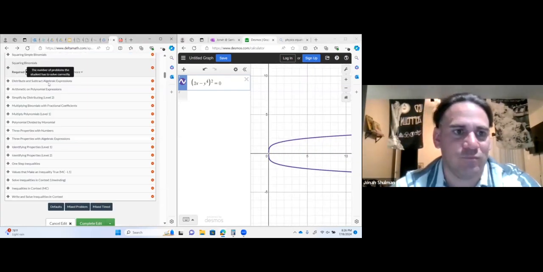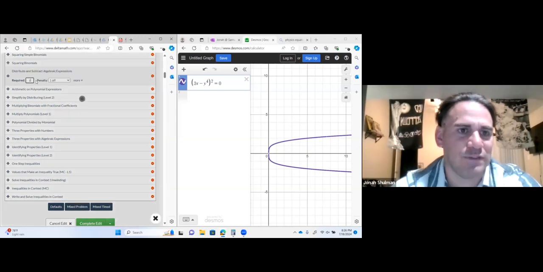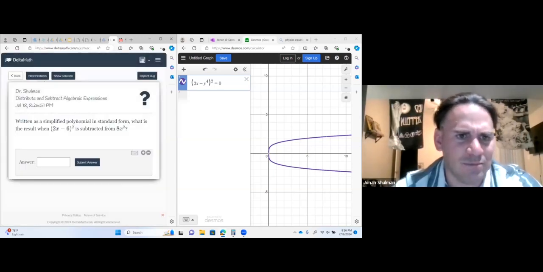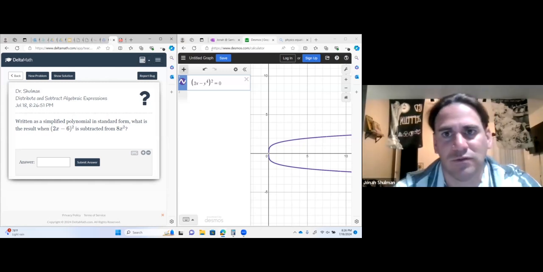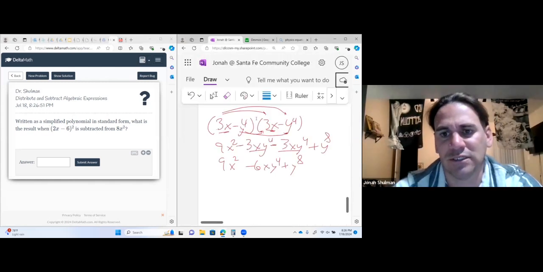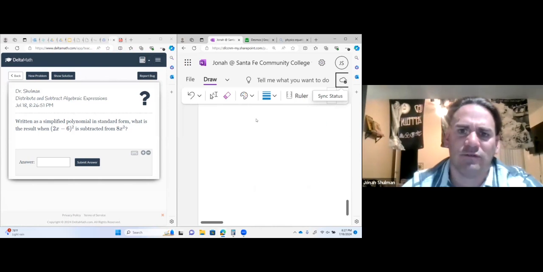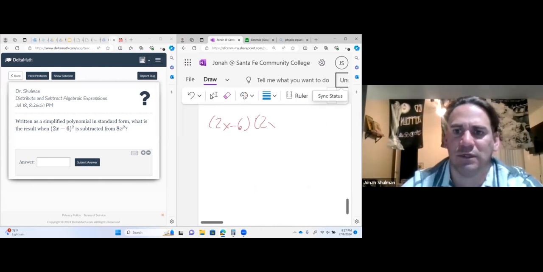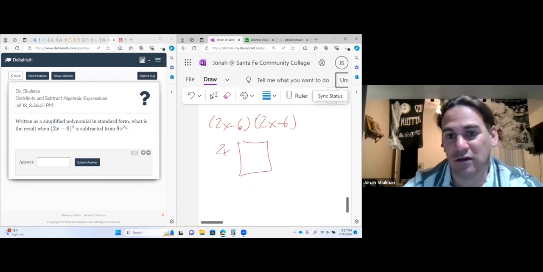Sorry. We'll keep on going. We're almost done with this. Write a simplified polynomial in standard form. What is the result when this is subtracted from this? All right, so this is a good question. It takes 2 steps. First thing we have to do is square the first one. 2x minus 6 times 2x minus 6. Because when they say square, they literally want the area of a square.